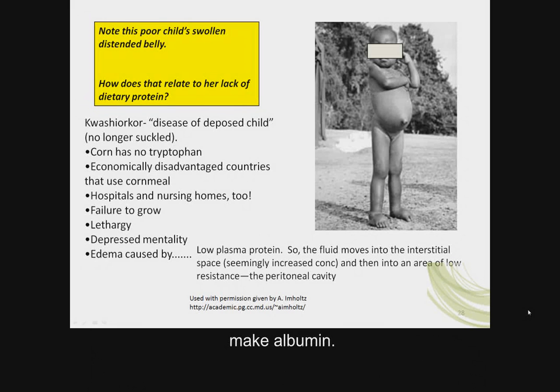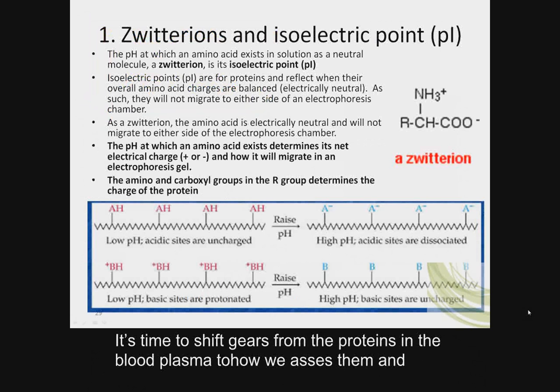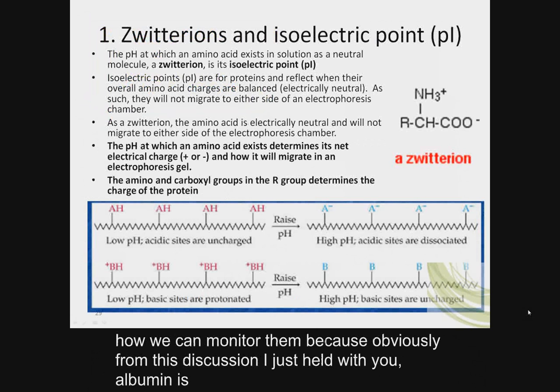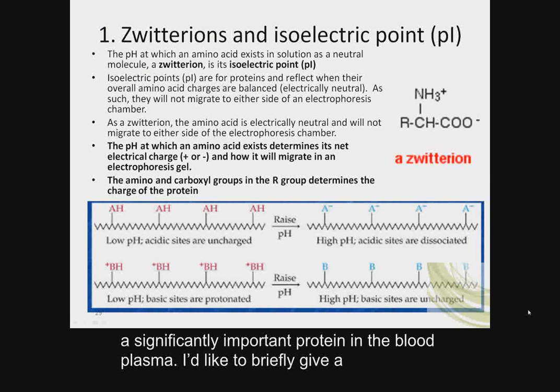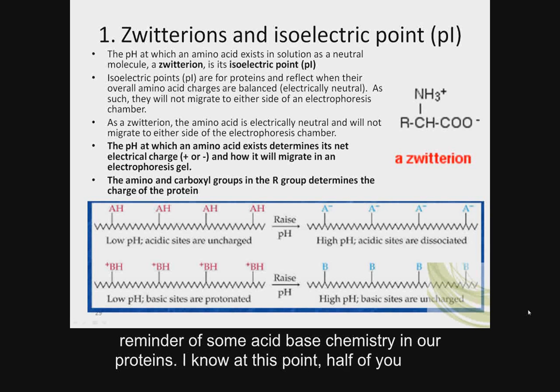It's time to shift gears from the proteins in the blood plasma to how we assess them and how we can monitor them, because obviously from this discussion I just held with you, albumin is significantly important. It's an important protein in the blood plasma. I'd like to briefly give you a sample of some acid-base chemistry.